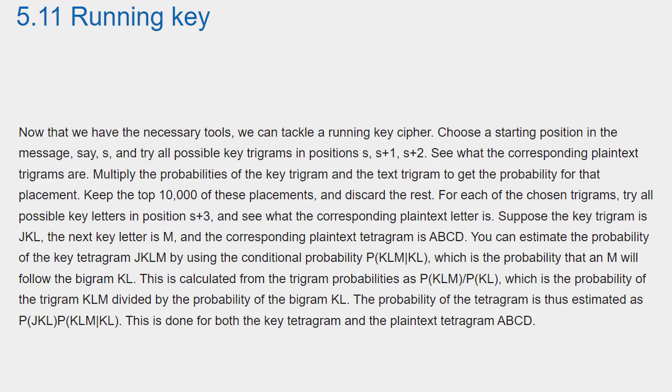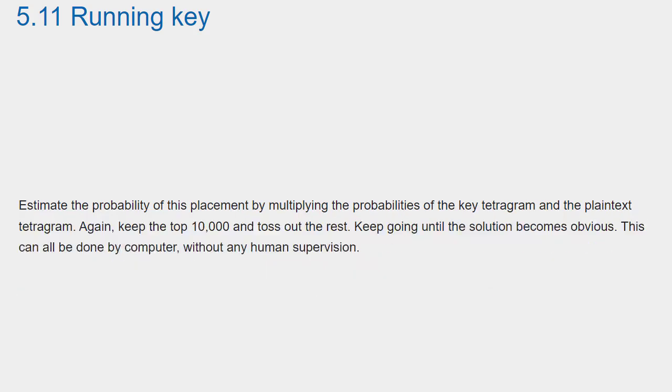This is done for both the key tetragram and the plain text tetragram ABCD. Estimate the probability of this placement by multiplying the probabilities of the key tetragram and the plain text tetragram. Again, keep the top 10,000 and toss out the rest. Keep going until the solution becomes obvious. This can all be done by computer without any human supervision.